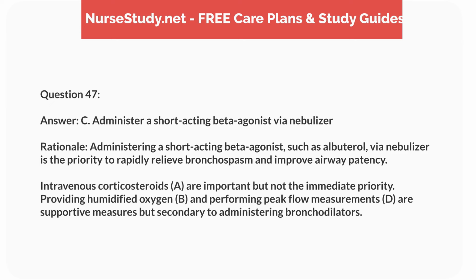Answer: C. Administer a short-acting beta agonist via nebulizer. Rationale: administering a short-acting beta agonist, such as albuterol, via nebulizer is the priority to rapidly relieve bronchospasm and improve airway patency. Intravenous corticosteroids, A, are important but not the immediate priority. Providing humidified oxygen, B, and performing peak flow measurements, D, are supportive measures but secondary to administering bronchodilators.